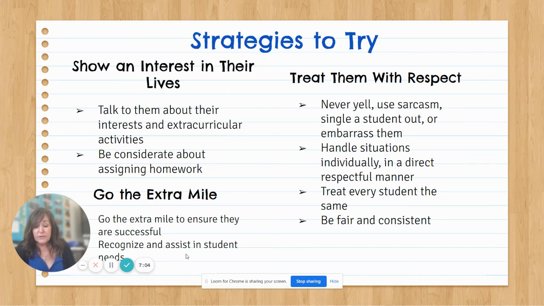Teachers must treat each student the same. You cannot play favorites. The same set of rules must apply to all your students. It is also vital that a teacher is fair and consistent when dealing with students. And finally, go that extra mile. That way you will ensure that they'll be successful.